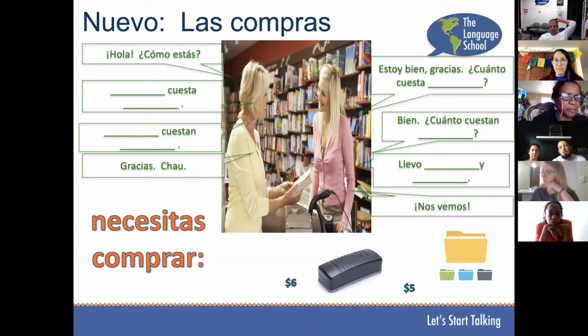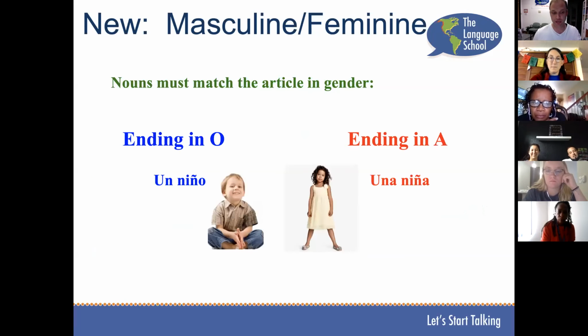Okay, nice job with that. So we're going to review the difference between the definite and indefinite article. On this last activity, we are using the definite article, el, la, los, or las, which in English means the. The indefinite article is a, an, or some in the plural. So let's learn how to do that. If it's a masculine word, we're going to use un, and if it's a feminine word, we're going to say una. So if I wanted to say a boy, I would say un niño, and if I wanted to say a girl, I would say una niña.